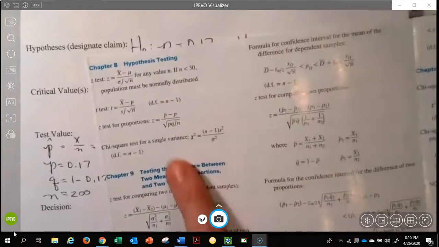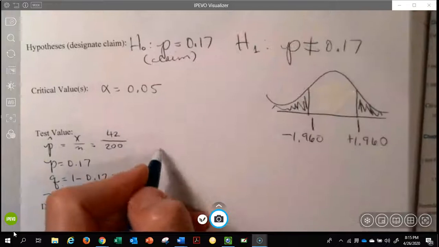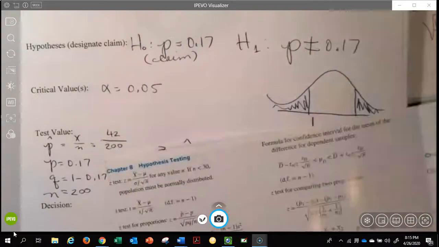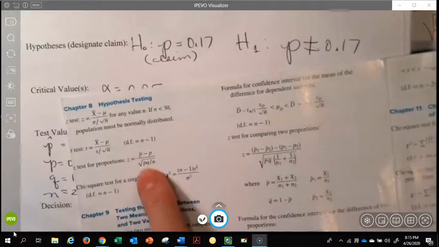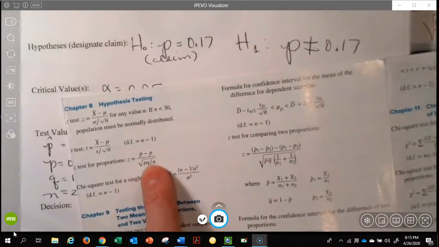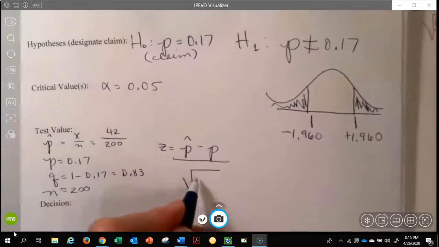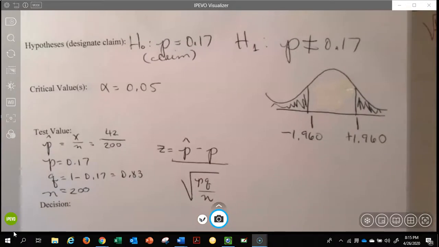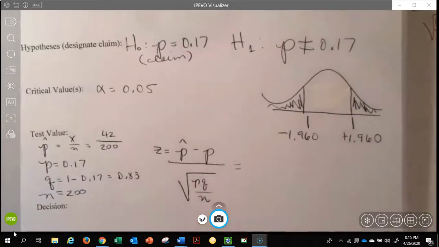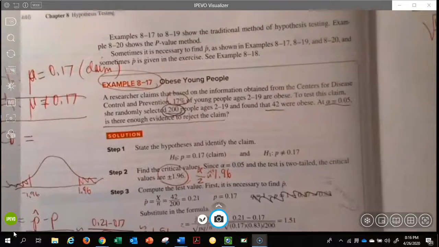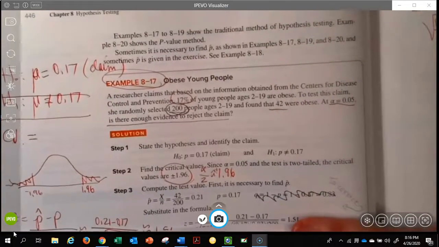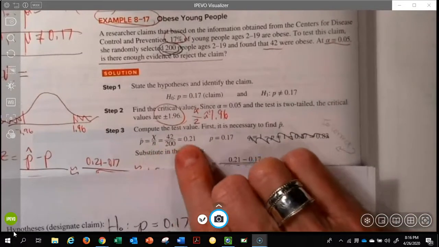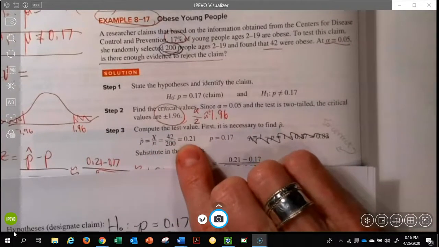Our formula is here, z equals p hat minus p, all over the square root of p times q over n. I'm going to fill in all of my pieces and parts, and like in the book, they went ahead and divided out the 42 divided by 200 and got 0.21.